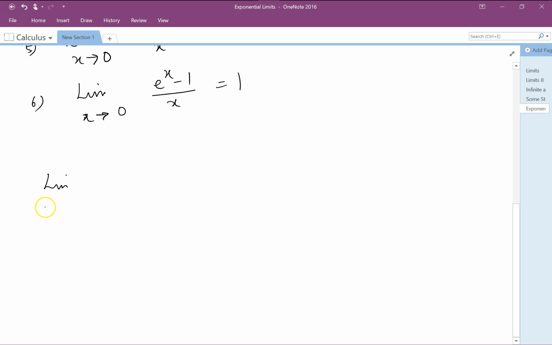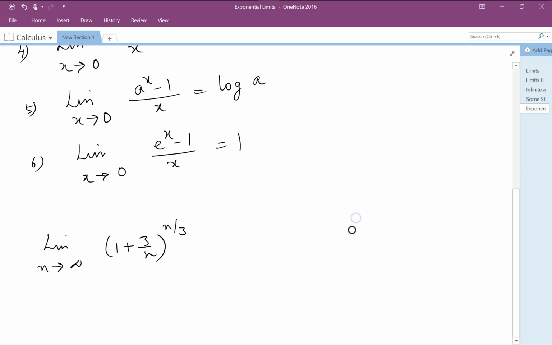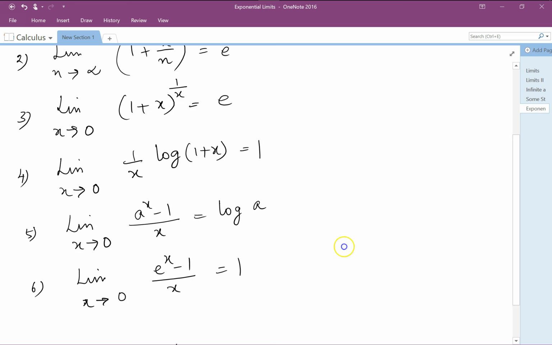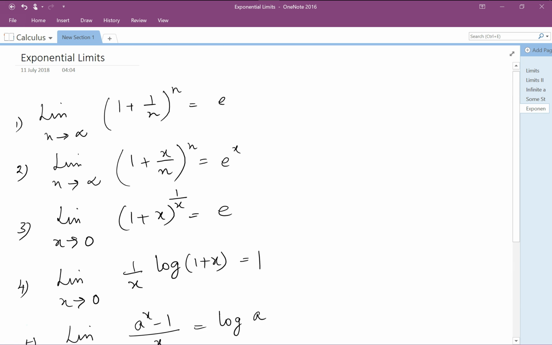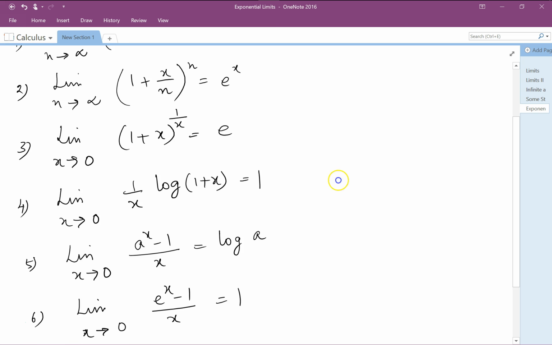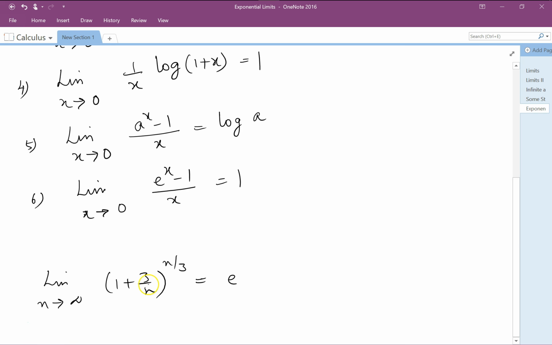The limit as n approaches infinity of (1 + 3/n)^(n/3). Could this be? Let's see. This would be equal to e. How do you match the pattern? See, here you have x by n and here you have n, right? Here you have 3 by n and n by 3. So basically they are reciprocals of each other.